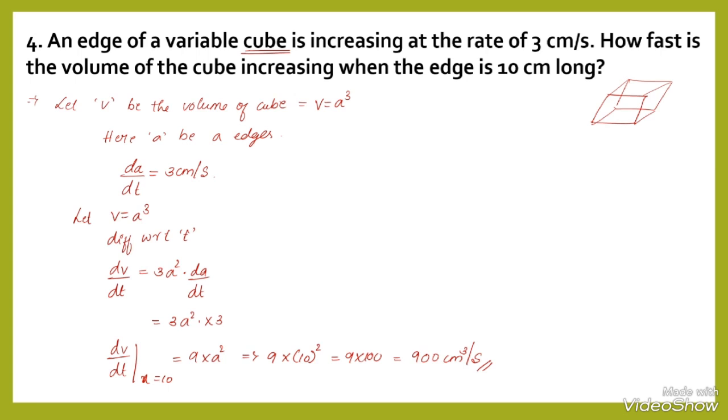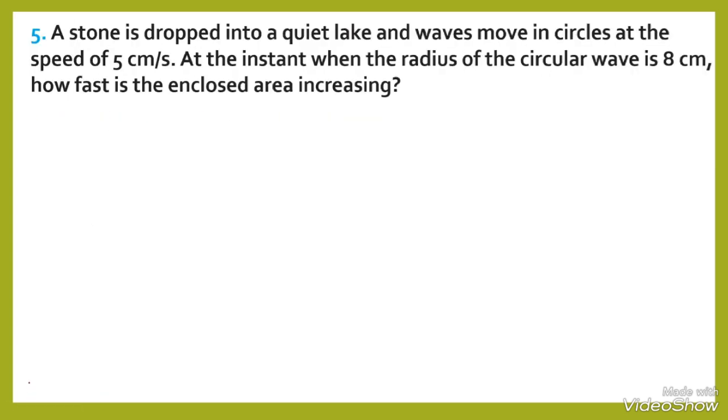Then question number 5. A stone is dropped into a quiet lake and waves move in a circle at the speed of 5 centimeter per second. At the instant when the radius of the circular wave is 8 centimeter, how fast is the enclosed area increasing?